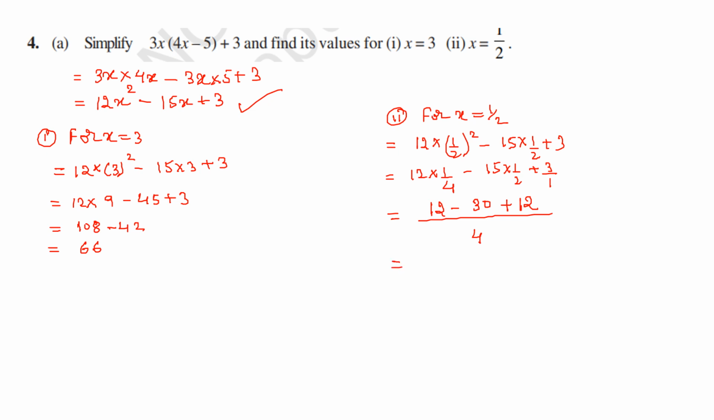Now first I am adding the first and the last term. 12 plus 12 will give me 24. 24 minus 30 by 4. And if I subtract 24 minus 30, I will get minus 6 by 4. Now let's reduce it. 2 3s are 6, 2 2s are 4. So the answer is minus 3 by 2.